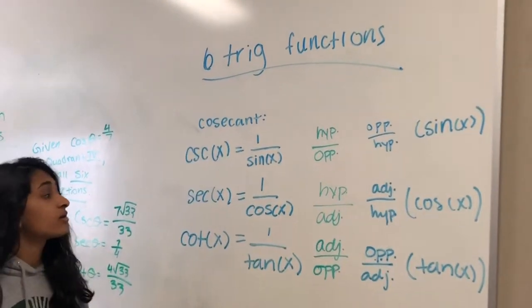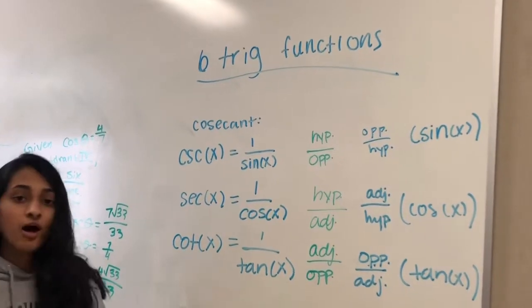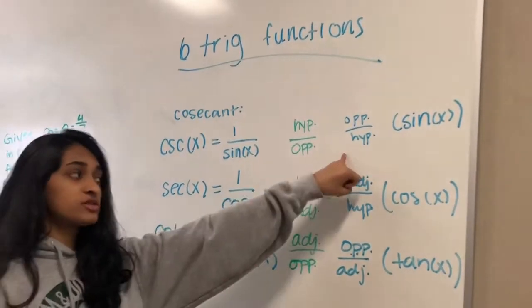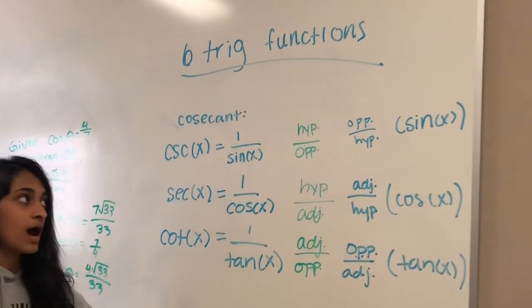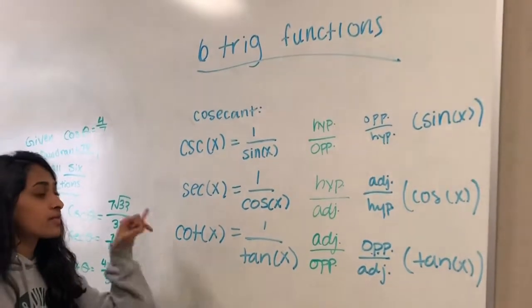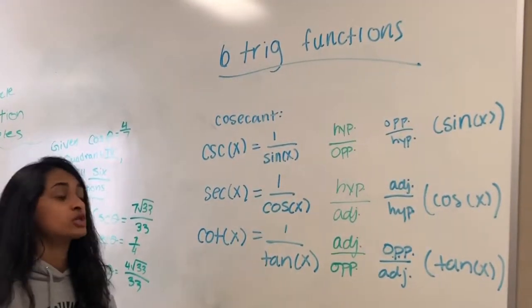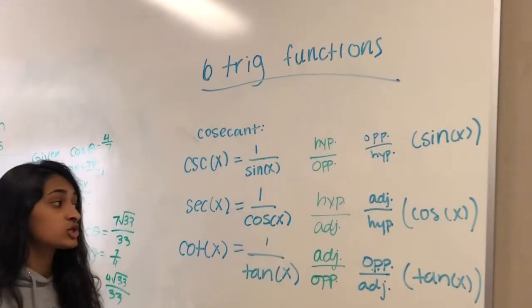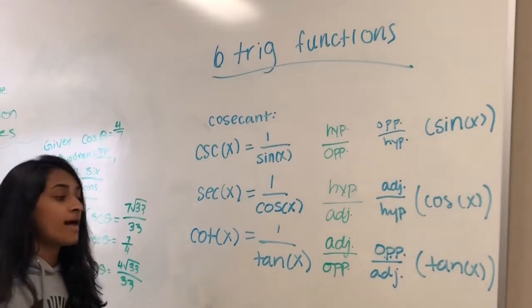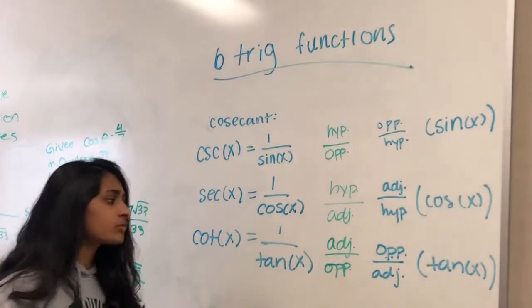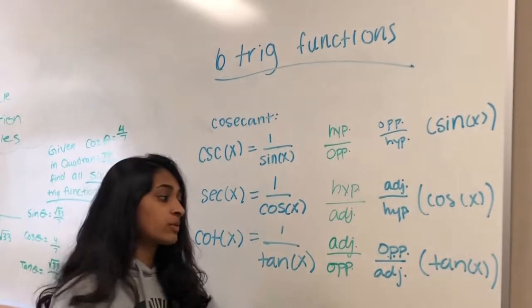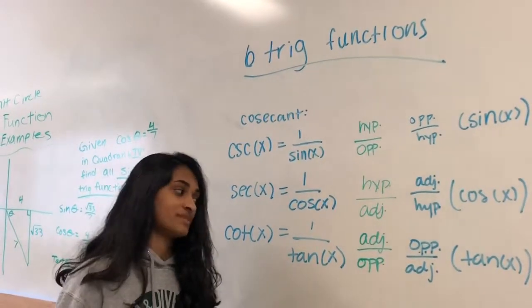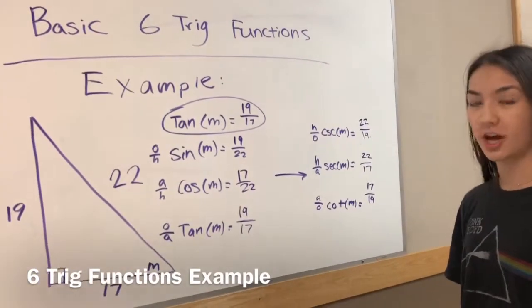The first one we're going to be talking about is cosecant, which is basically the opposite of sine. You're going to be doing 1 over sine. Originally it was opposite over hypotenuse, but you're going to be flipping it to hypotenuse over opposite. The next one is secant, which is 1 over cosine x. Originally it was adjacent over hypotenuse, but you're going to be switching it to hypotenuse over adjacent. The last one is cotangent, which is 1 over tangent. Originally it was opposite over adjacent, but you're going to be switching again, and it's going to be adjacent over opposite.